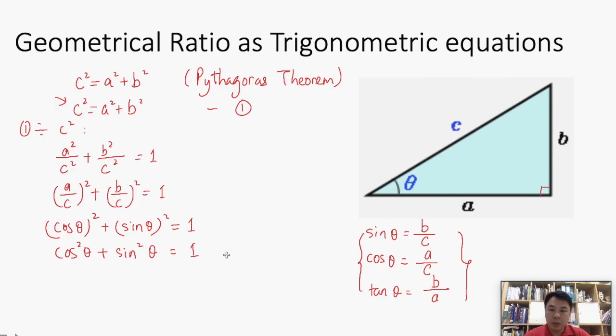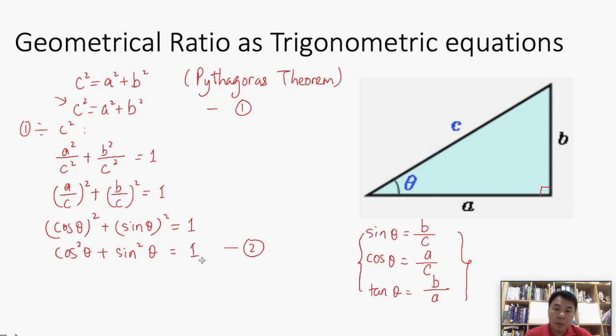Now we have indirectly set up the first trigonometric equation, which is given by equation number 2 here. So that's our first trigonometric equation. Now next, from this first trigonometric equation, we can further derive the other two famous trigonometric equations, right?